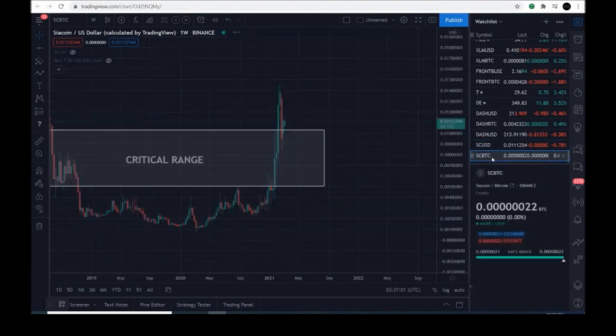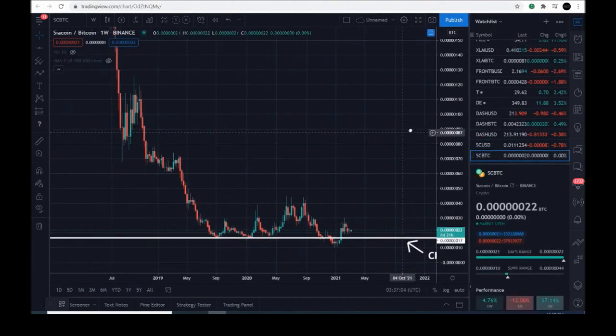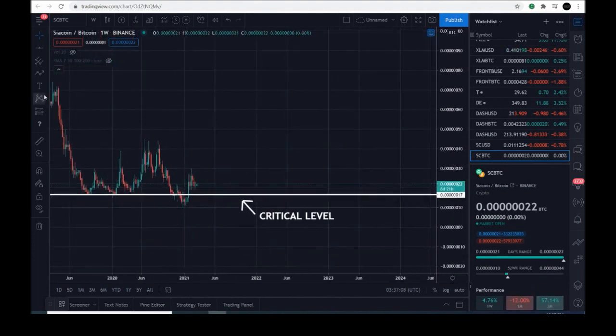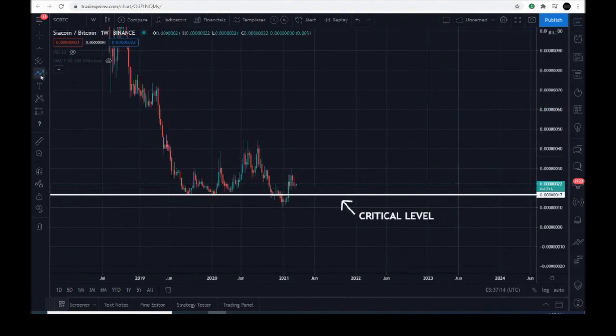So we're closing out here on SCBTC. We only found one level here. It's going to be the critical level at, let's see, these are Satoshis, so it's going to be 17. We call them sats. So it's like 17 Satoshis or sats, whichever one you want to call it. So that's that level right there.